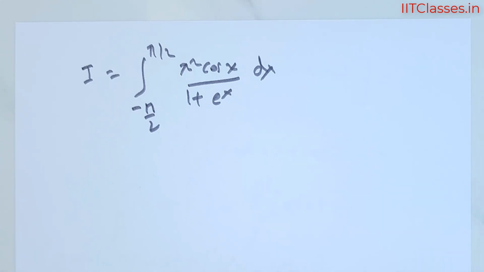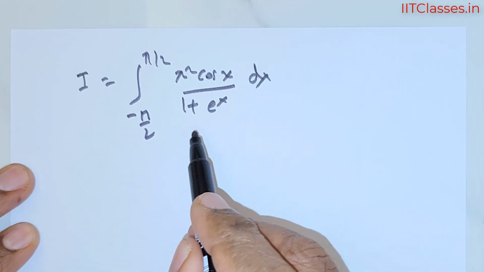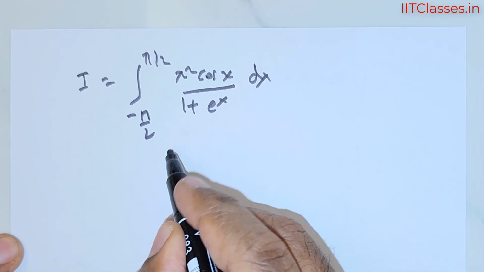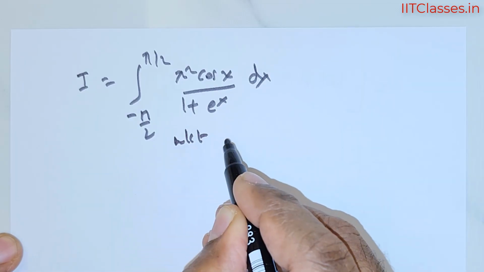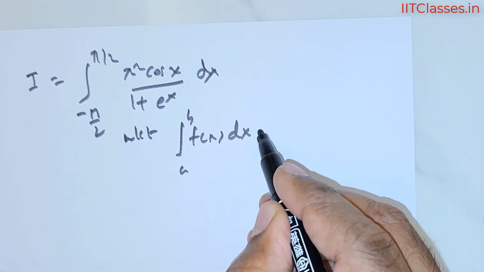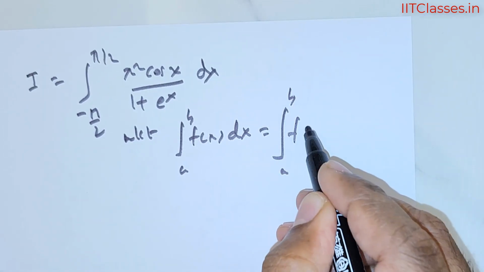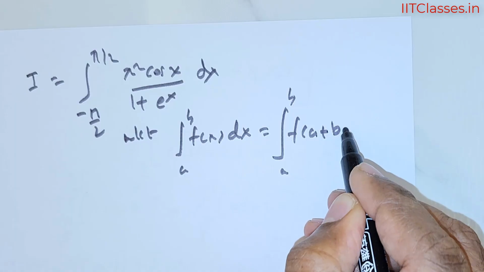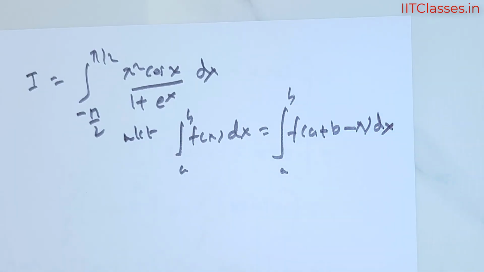Welcome everybody. We have been given this question: integral from negative pi over 2 to pi over 2 of x squared times cos x over 1 plus e raised to the power of x, dx. Now we know this formula: integral from a to b of f of x dx is equal to integral from a to b of f of a plus b minus x dx.